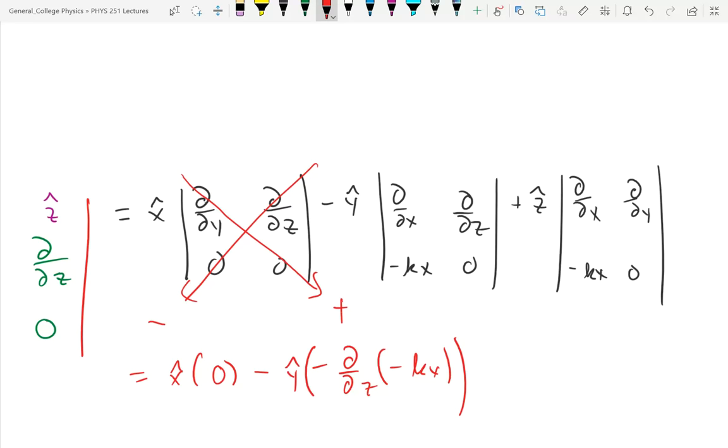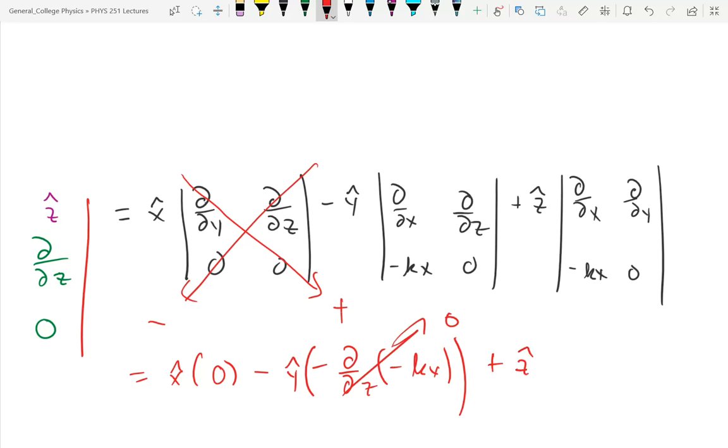Remember, that's a partial with respect to z. If it's a partial with respect to z, what does that tell you about the derivative? That x is a constant, and k was already a constant. So what's the derivative of a constant? 0, right? Because derivative is just change. If it's constant, there's no change. And so this is 0.